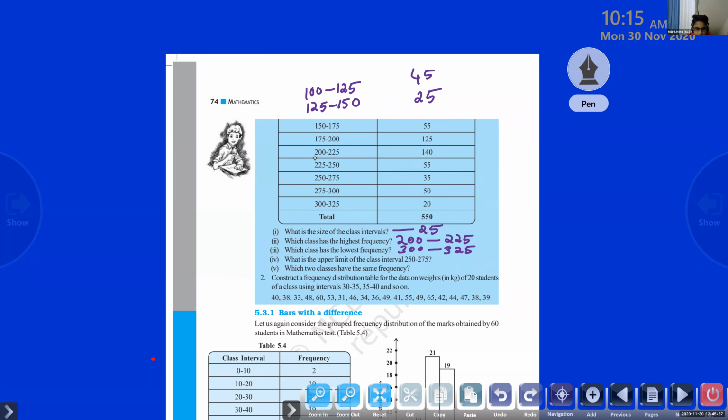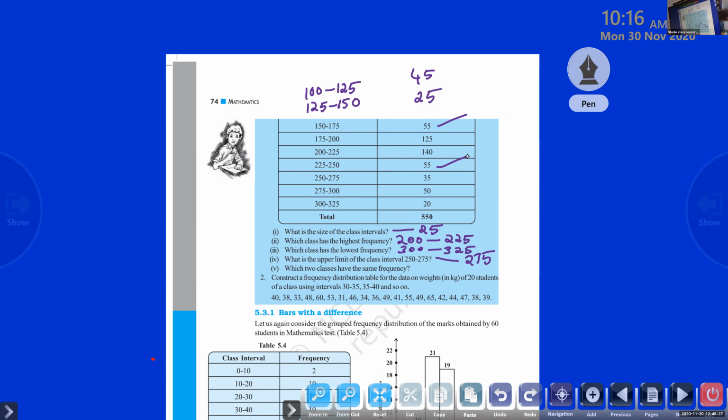Okay, understood. Now, what is the upper limit of the class interval 250 to 275? Upper limit is 275. And which two classes have the same frequency? Ma'am, 150 to 175 and 225 to 250. Okay, understood how to prepare a frequency distribution table, and we can easily answer whatever questions come under that frequency table.